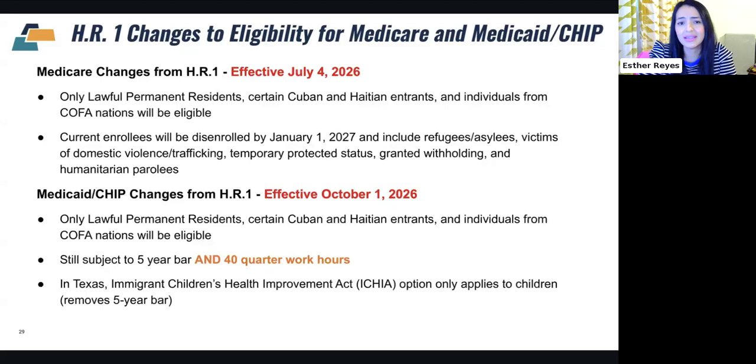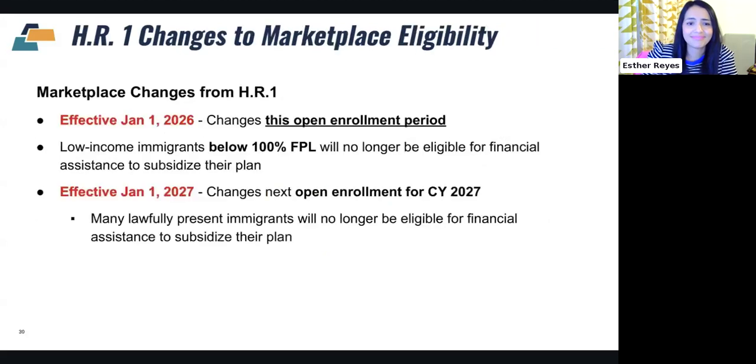And then effective October of this year, the same smaller group of immigrants, including lawful permanent residents, certain Cuban and Haitian entrants, and individuals from COFA nations will be eligible for Medicaid and CHIP. Still, when applicable, the 5-year bar and 40 quarter work hours will apply. And in Texas, ICHEA will continue to apply for children. Next slide.